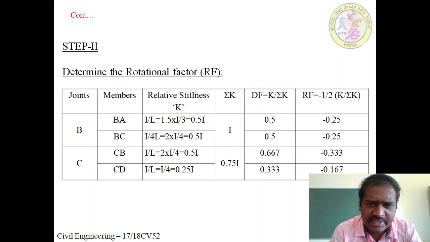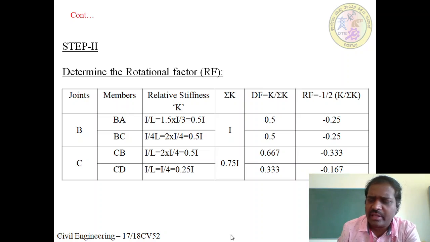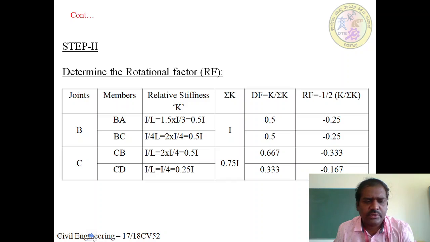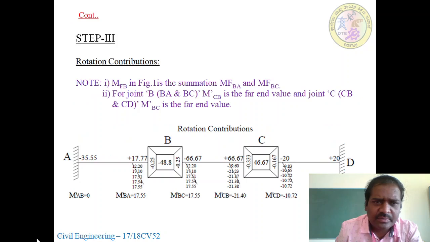D will be fixed. Based on that, we have to calculate the distribution factor, K by summation of K, and the rotation factor, minus half into K by summation of K. So make the correction at BC. It is I by L, it is not I by 4L. So it is I by L.